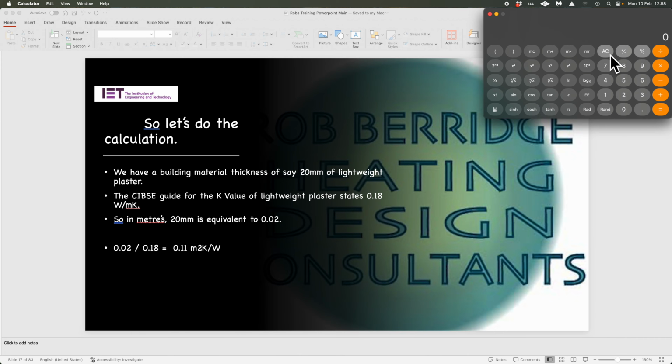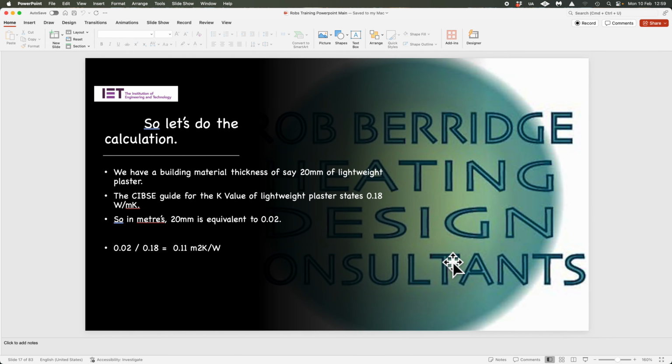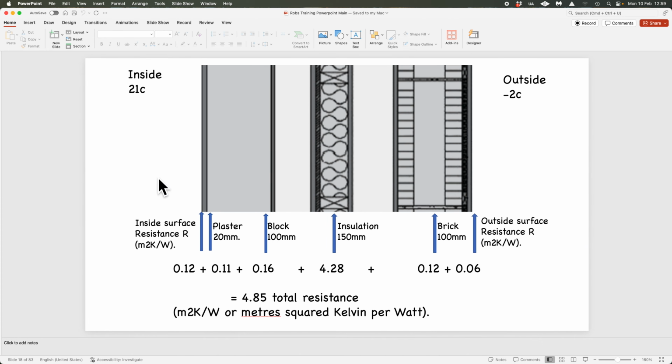So as far as we've got now, we've already established how to find out what our resistance value is of any building material that we've got. So it's thickness in metres divided by the thermal conductivity of the building material, and that gives you your R value. So let's move down from here a second. Now, all of these have different levels. So we've got our surface resistance that we said, which was inside 0.12. We've just done our 20 millimetres of plaster, and that's 0.11 as we've worked out.